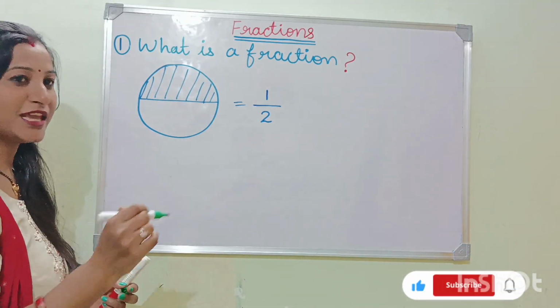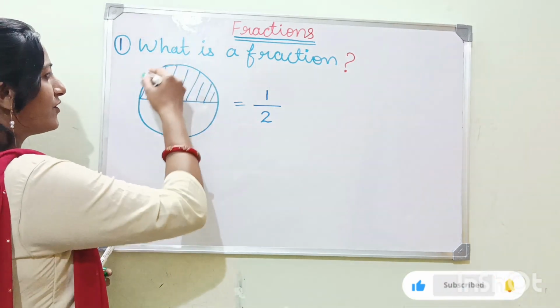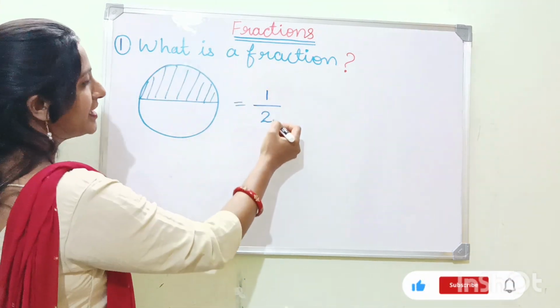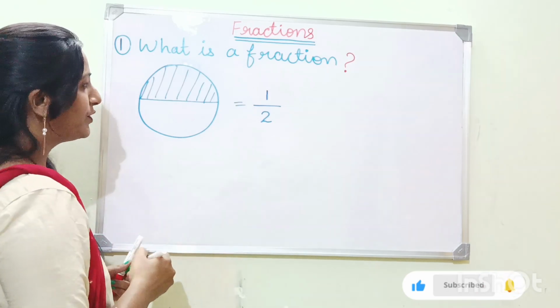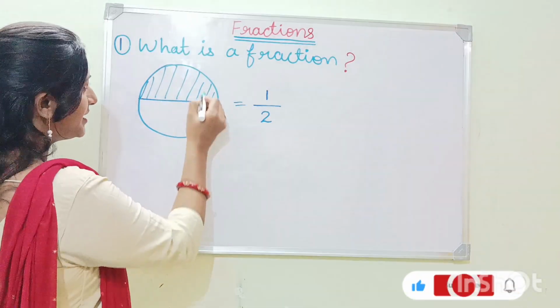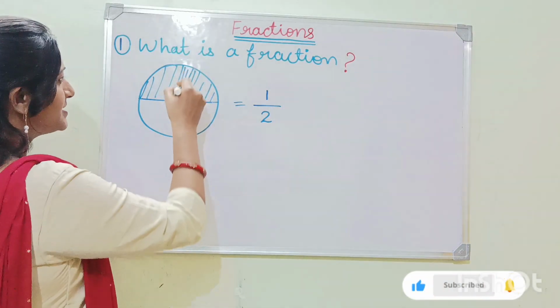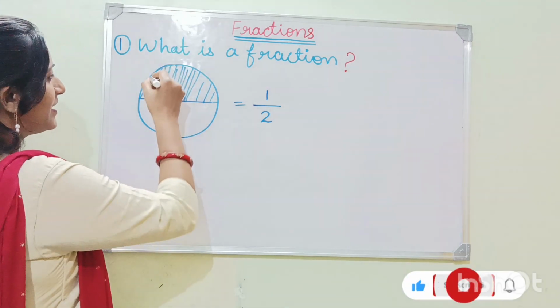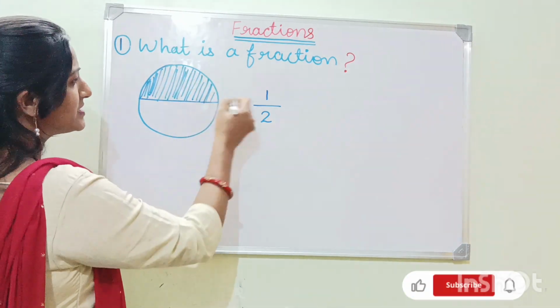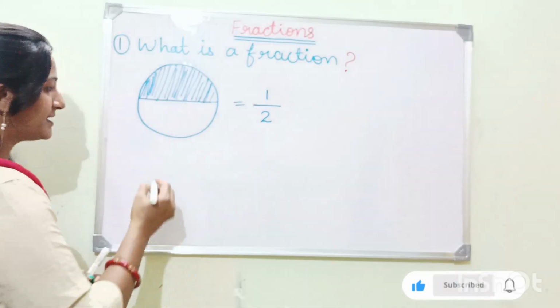So a fraction is nothing but a part of a whole. From this whole we have written 1 by 2, because here a half part we have shaded. We had a complete circle, and in that we have shaded just a half. Half means 1 by 2. Let us see one more example.